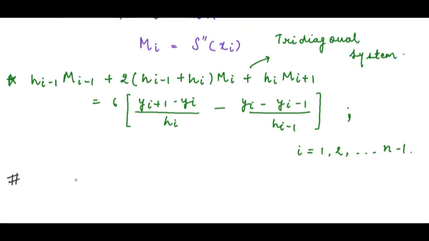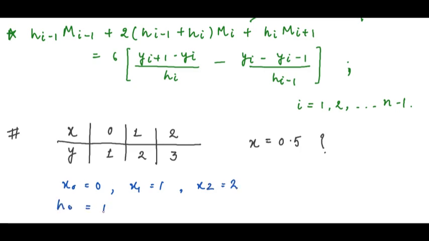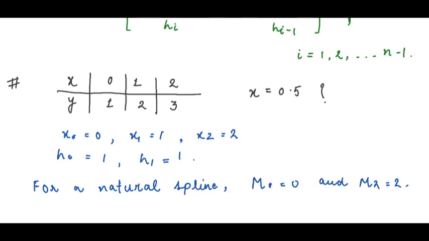So we have a quick question here where we need to construct the natural cubic spline for the data given in table form, x values 0, 1 and 2 and y values 1, 2 and 3. And now you need to determine the spline value at x equals 0.5. So you have x0 as 0, x1 as 1 and x2 as 2. Therefore h0 becomes 1 minus 0, which is 1, and h1 is 2 minus 1, which is 1. For a natural spline, we take m0 and m2 as 0. So there is only one interior unknown left, that is m1.